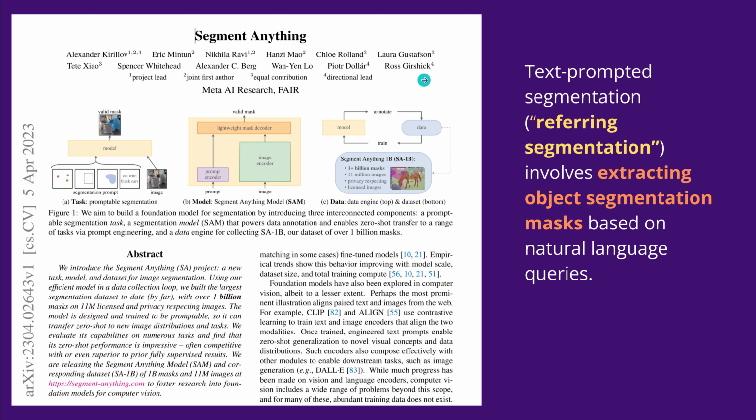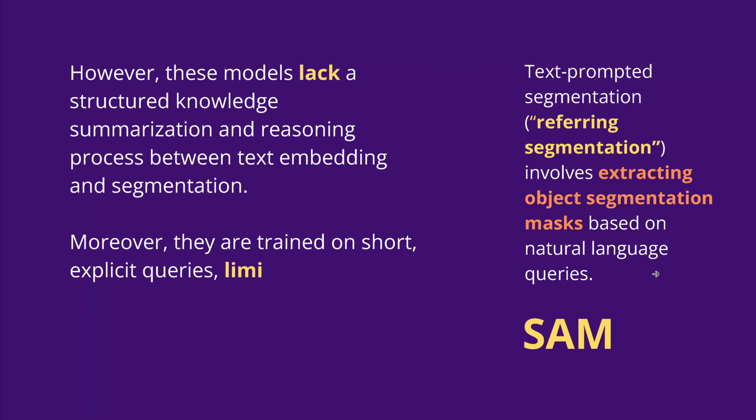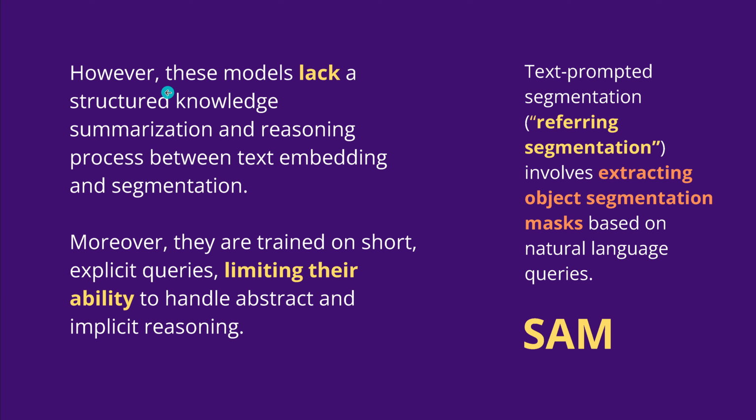Of course, we cannot talk about it without SAM. So text-prompted segmentation, which I also told you is called referring segmentation, involves extracting the object segmentation masks themselves based on natural human language queries. SAM, the Segment Anything Model, was absolutely famous at its time, and we still use it today. However, those models lack a structured knowledge summarization and a reasoning process between the text embedding itself and the segmentation for the mask. They are also trained only on short, explicit queries, thereby limiting their ability to handle more abstract and more implicit reasoning. So now that you know all of this, let's start.